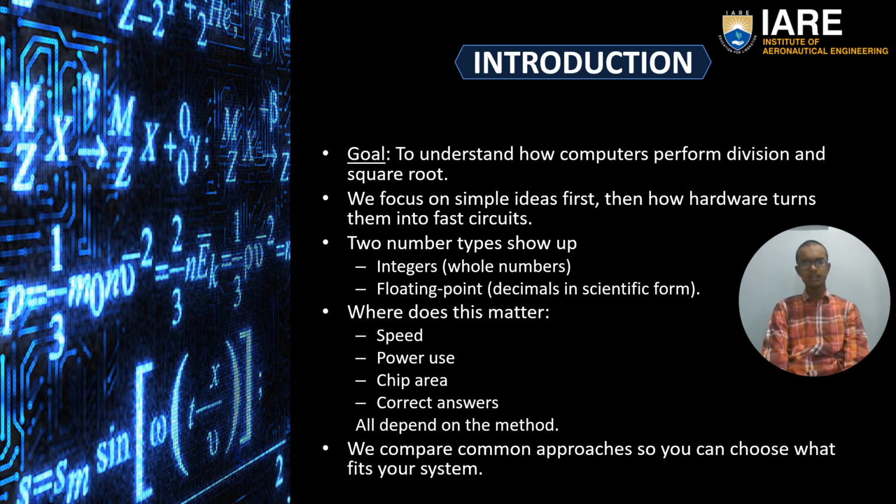We hear the words integer, floating point, etc. Integers are whole numbers. Floating point is a standard way to represent very big or very tiny decimals. The method we pick can change based on what kind of number we have.